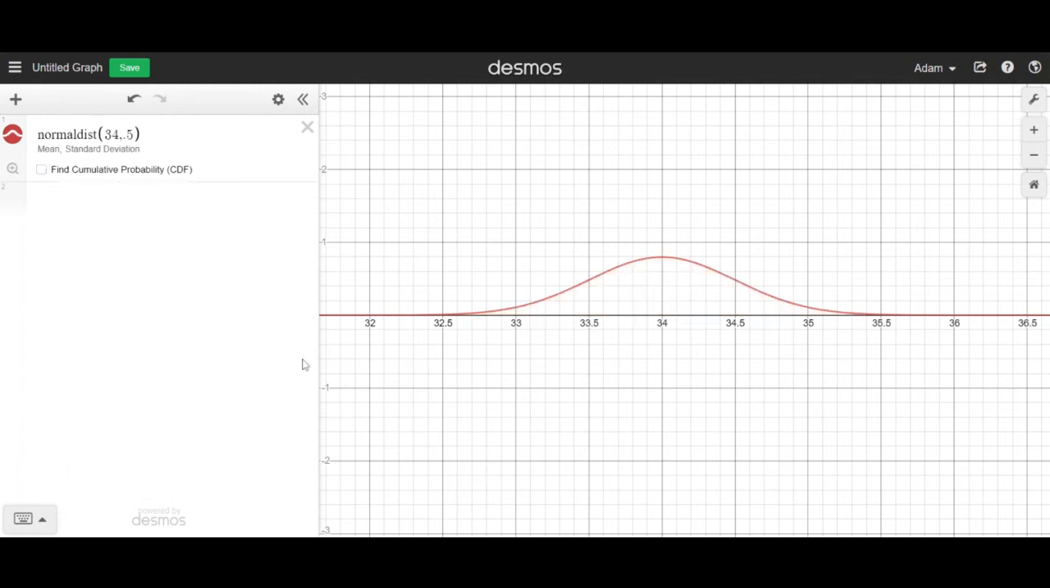But let's draw another normal distribution. If you go right below where it says normal distribution, you can click and get another graph to draw. Now, I don't want to display this anymore, so I'm going to click here where the red is. If I click that, the graph goes away. But I'm going to graph another normal distribution.